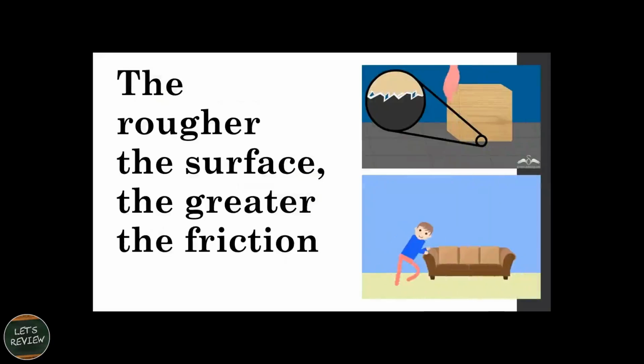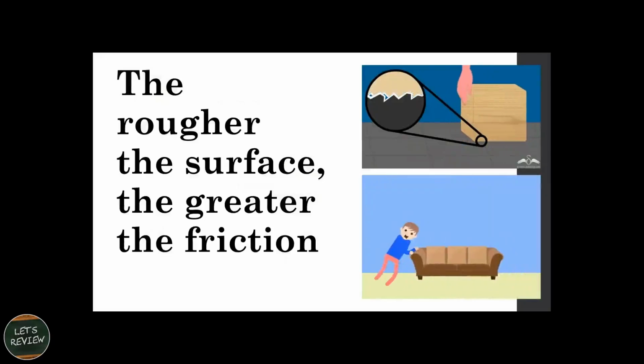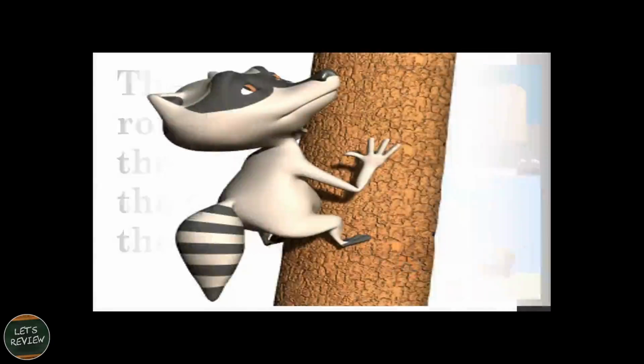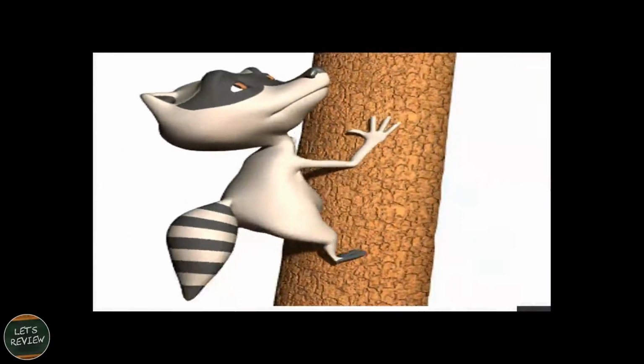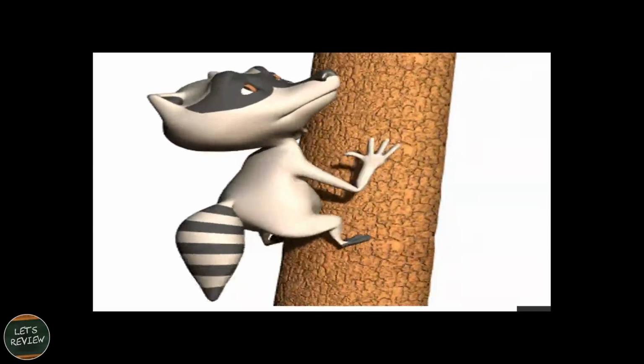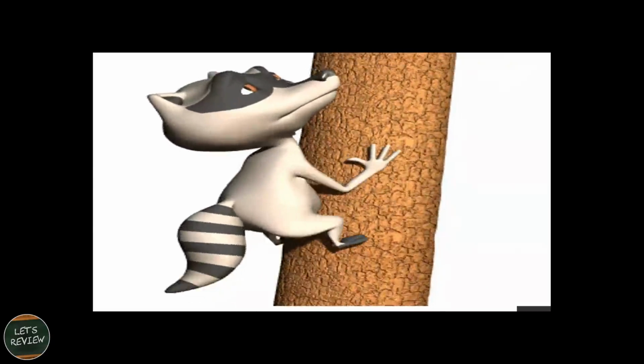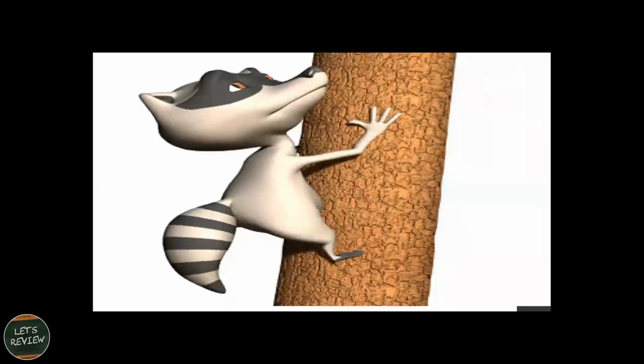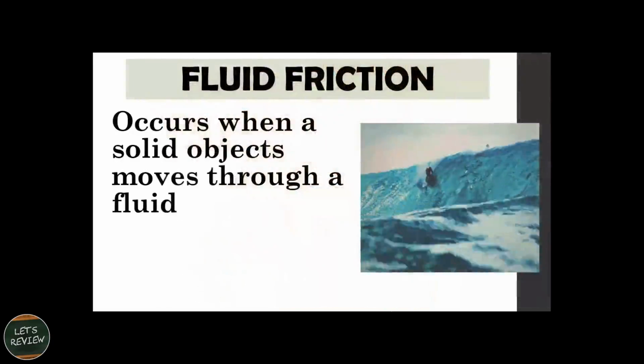And we know that if you want to push the sofa on tiles, then it will be easy for you because there's less friction. But if you try to move the sofa on ground which is sandy, then it will be hard for you to push that sofa. Same thing if you climb a tree, if the surface of the trunk is rough enough, it will be easy for you to climb the tree.